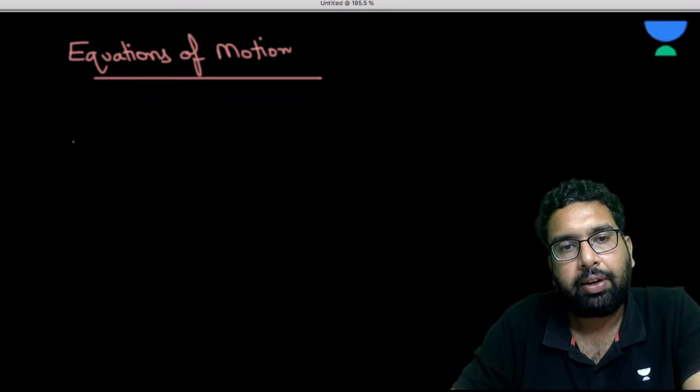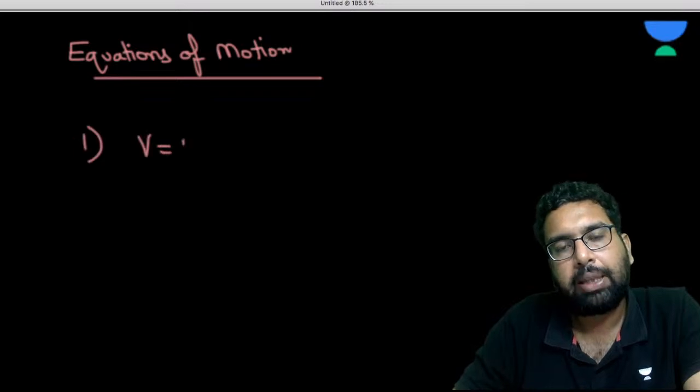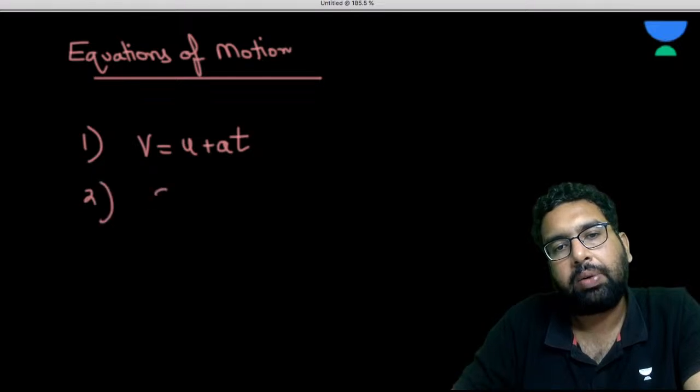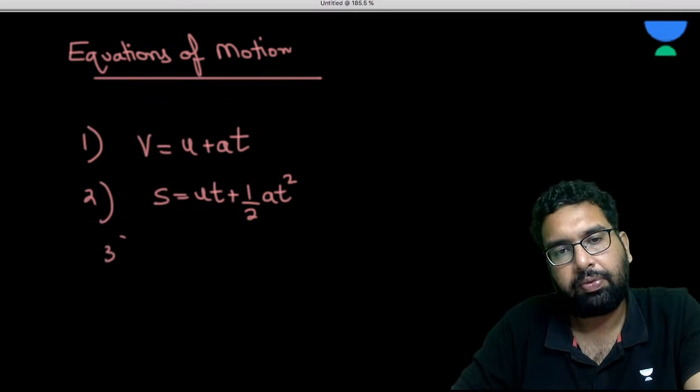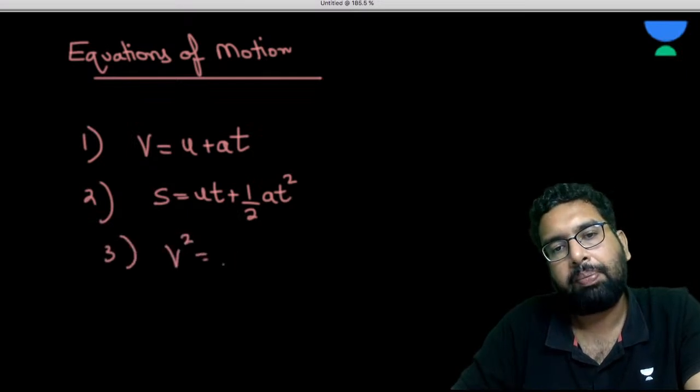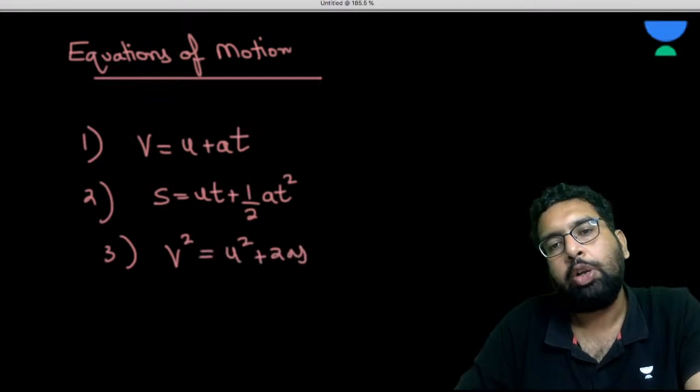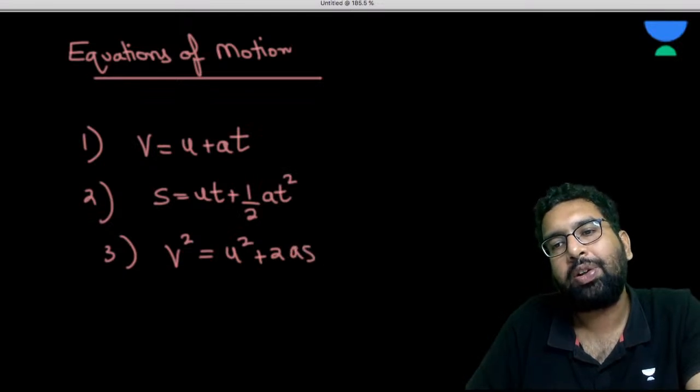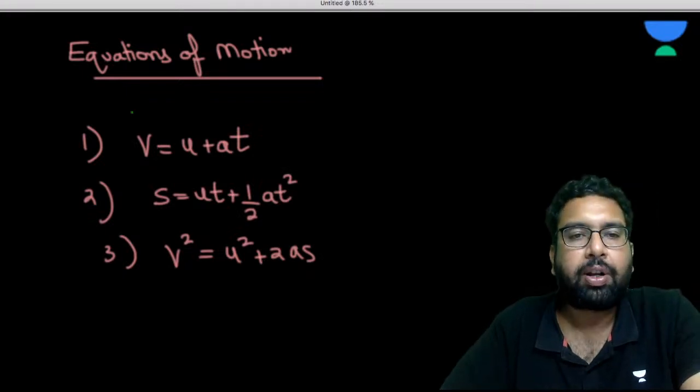There are three. v is equal to u plus at. s is equal to ut plus half at square. And third is v square is equal to u square plus 2as. So basically these are the equations of motion. Very, very important, very, very useful.